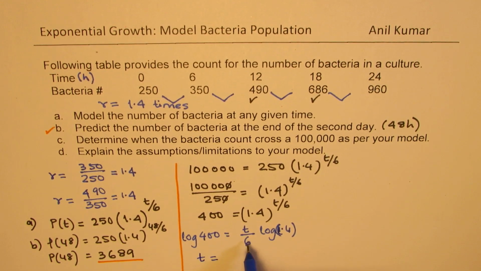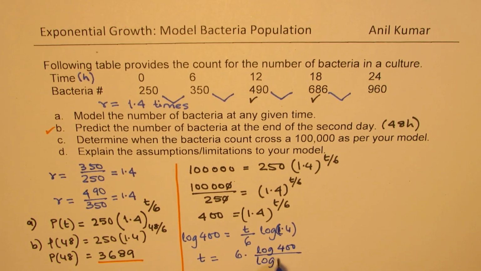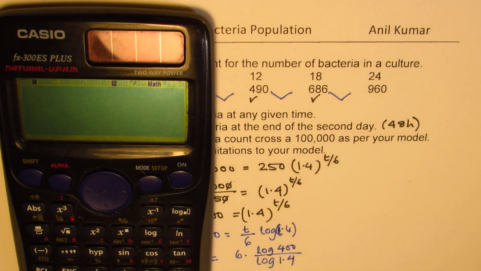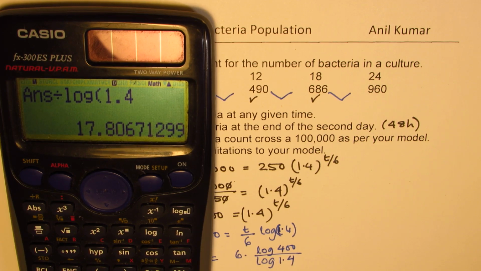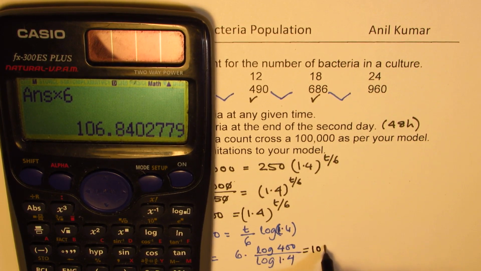So t will be equal to 6 times log of 400 divided by log of 1.4, correct? So that should give us the result. So let's do it. We'll do log of 400 divided by log of 1.4, and then we are going to multiply this by 6. That gives us 106.8.